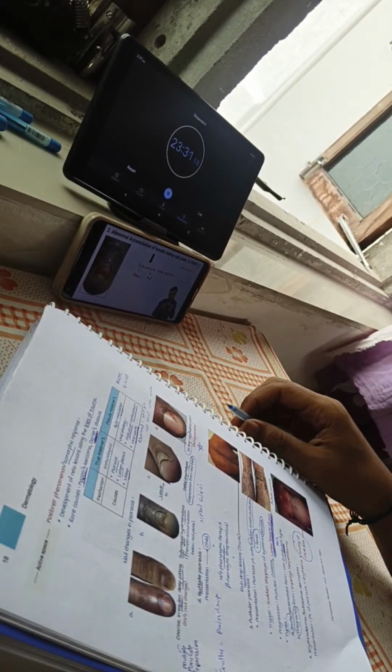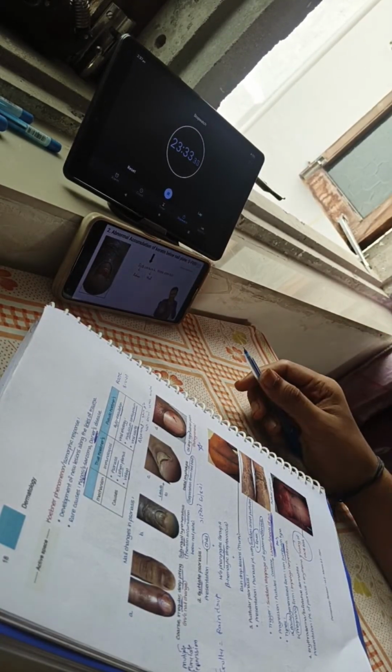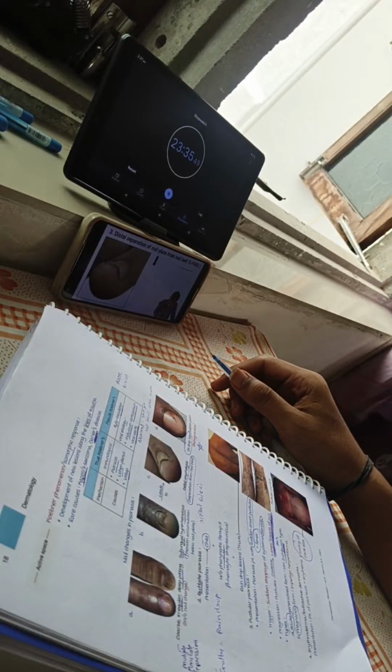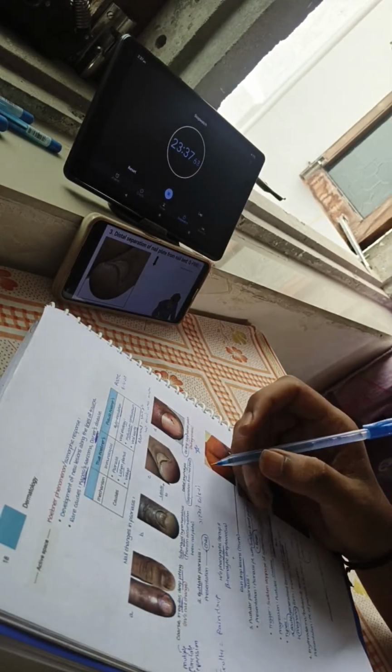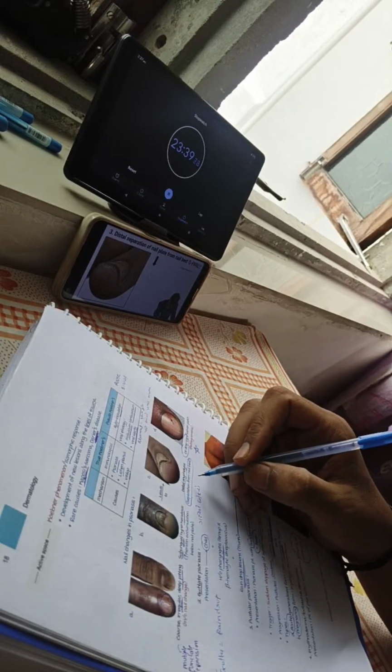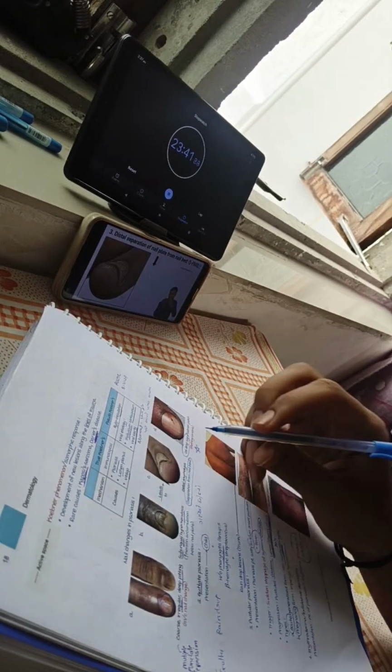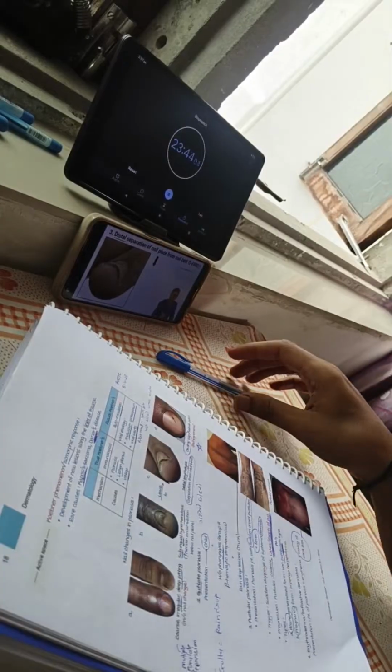So what will happen is the same keratin keeps on accumulating. What will happen? The nail plate will separate from the nail bed. So here you can see this portion of the nail is called nail plate, and this portion is called nail bed. Can all of you see here that there is a gap created between the plate and the bed? There is a distal separation of the plate from the bed.